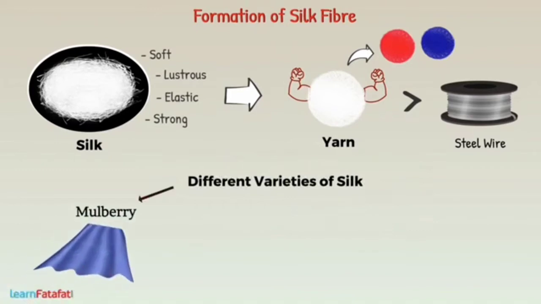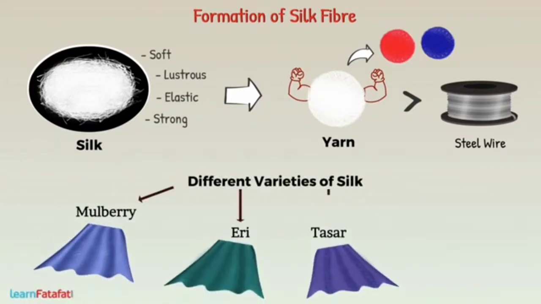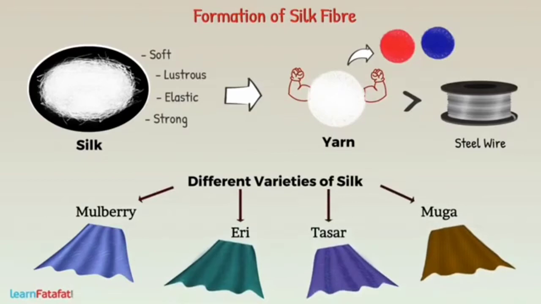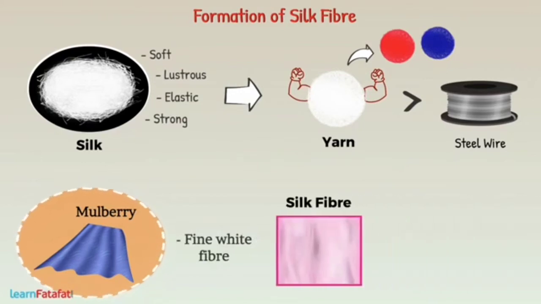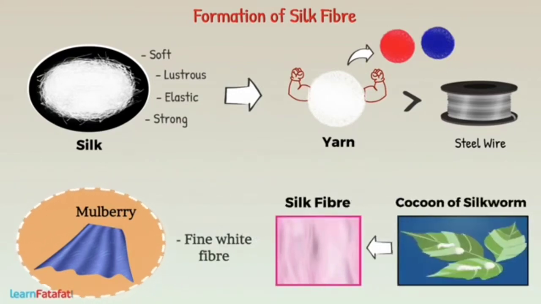Different varieties of silk are mulberry silk, hairy silk, tussar silk, muga silk. These are different types, different varieties of silk. Mulberry is commonly seen. It is a fine white fiber. Silk fiber is obtained from the cocoon of the silkworm.